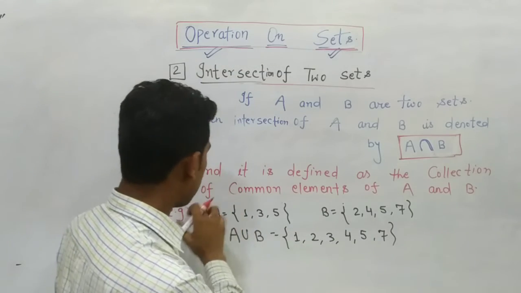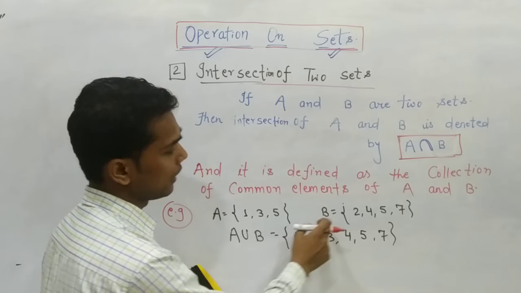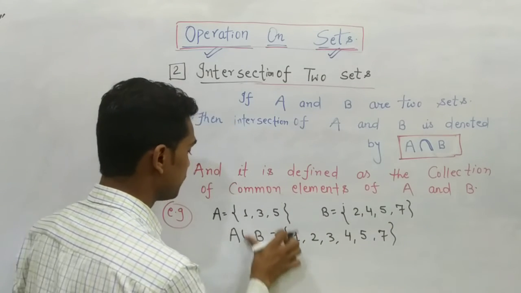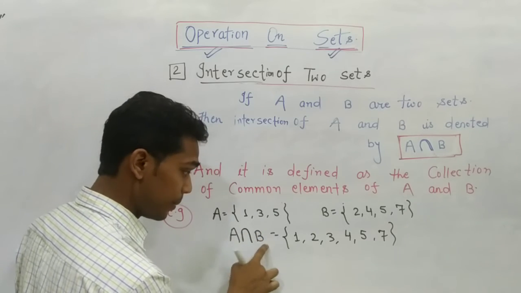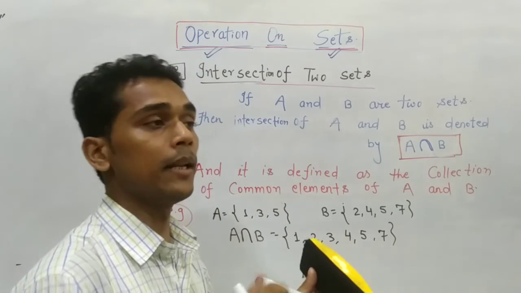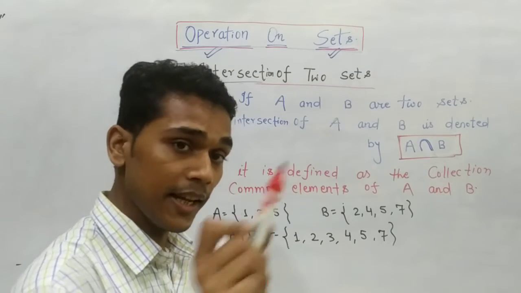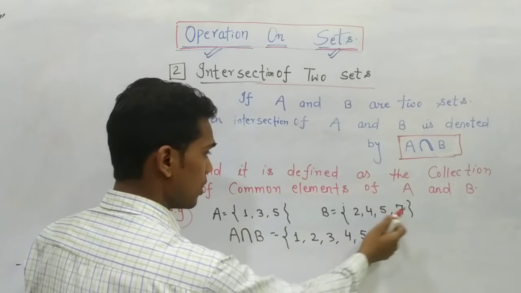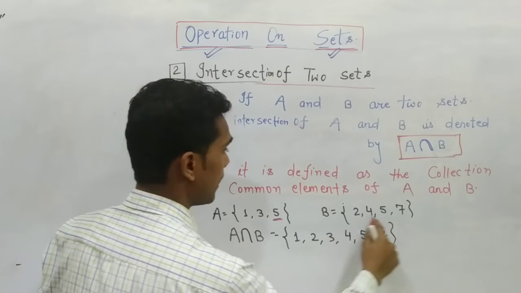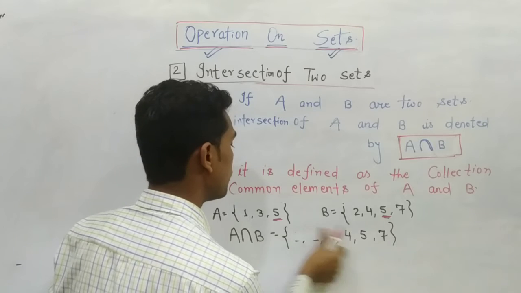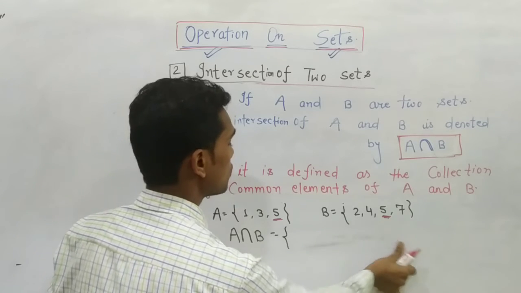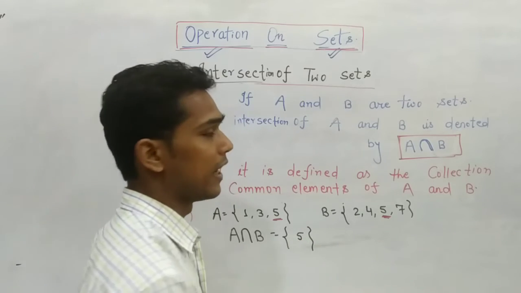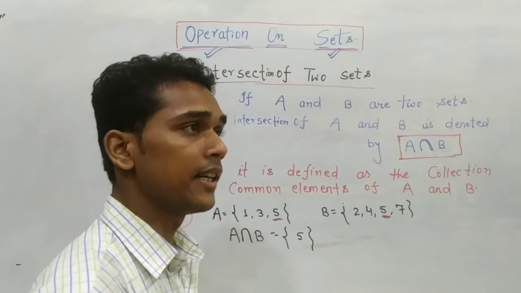Take the same example, A equal to 1, 3, 5 and B equal to 2, 4, 5, 7, and we want to find A intersection B. It is the collection of common elements, those elements which are present in both A and B. Here 1 is not present, 3 is not present, and only 5 is the element which is present in both sets A and B. So A intersection B equal to 5.